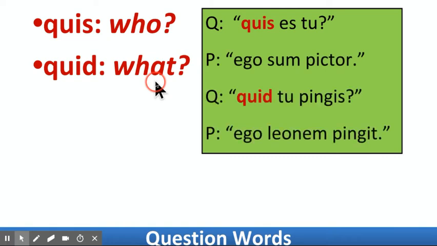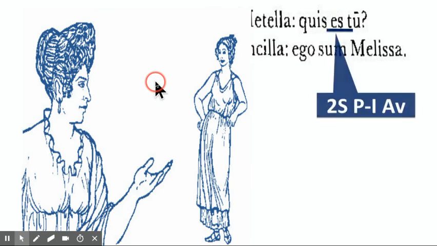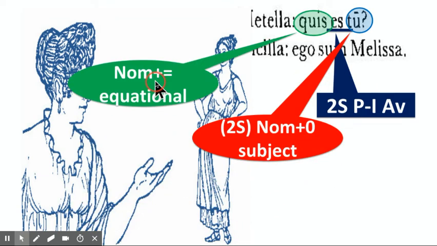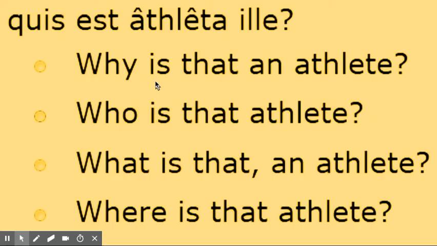I paint a lion. So, s, second singular. So the only person that could be the subject is going to be tu. You are, equational phrase, who. Though in English, we put the who first, we wouldn't say who is you. We would say who are you. English is tough, isn't it? So quis is straightforward. Quis is who is that athlete.